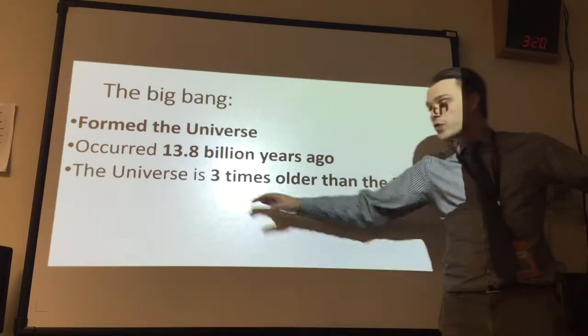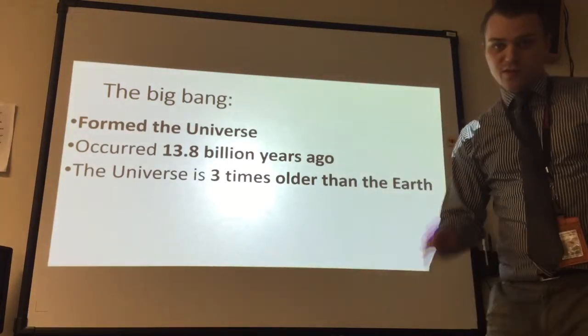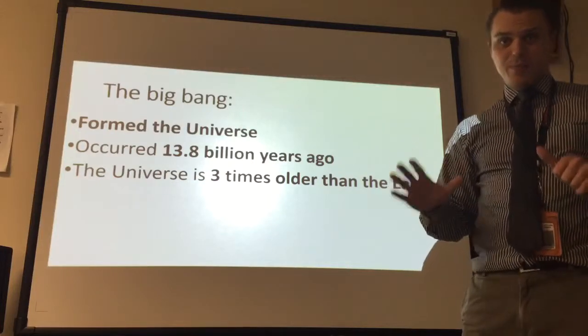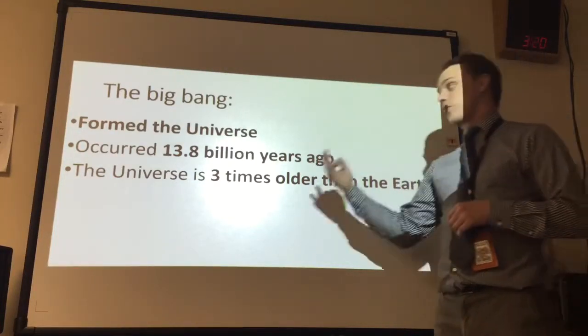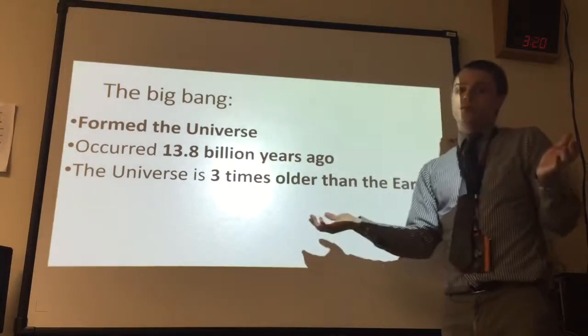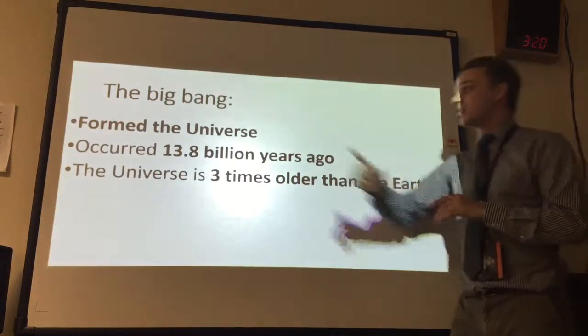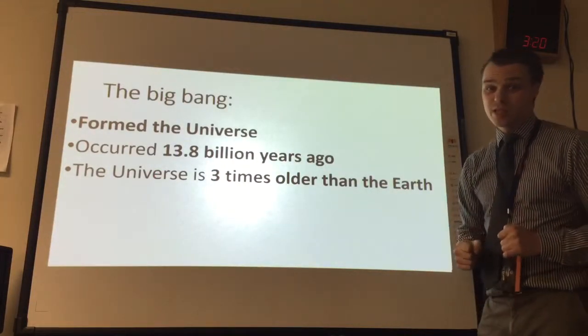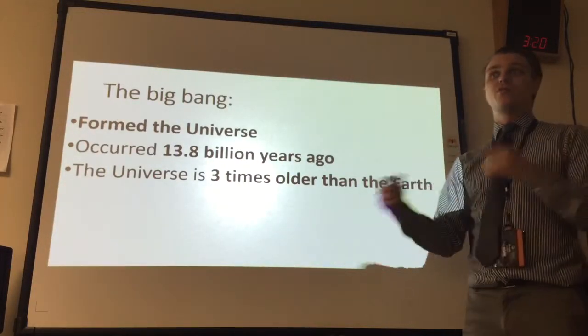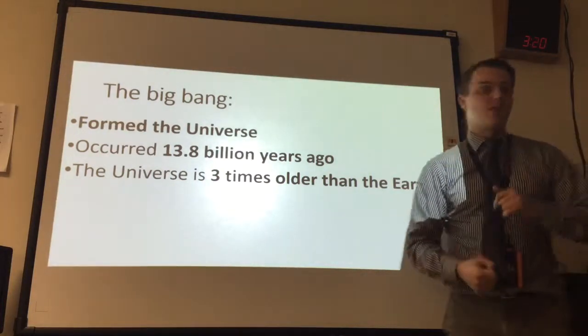The universe is 3 times older than the Earth. The Earth is 4.6 billion years old. You multiply 4.6 times 3 times older, you get exactly 13.8 billion years old. This is not in the reference table. It has to be memorized. The Earth's age, 4.6 billion years ago, or 4,600 million, that's in the reference table.